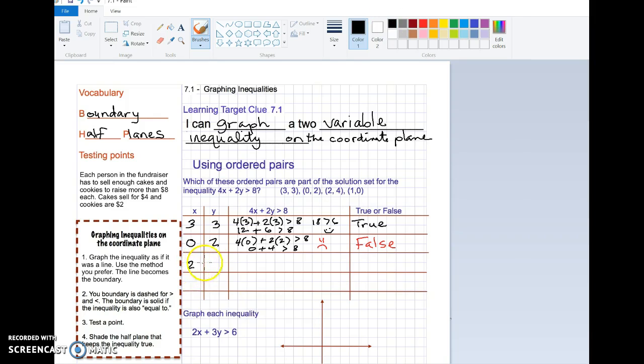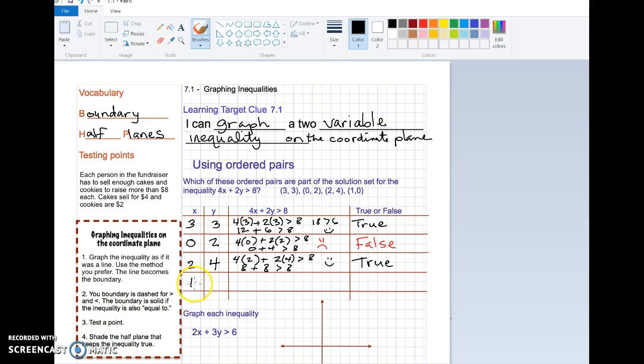2 cakes, 4 cookies. Well, I came up with 8 plus 8 is 16, which is greater than 8, which is definitely a true statement. So I can sell 2 cakes and 4 cookies and definitely make more than $8. Let's do the last one.